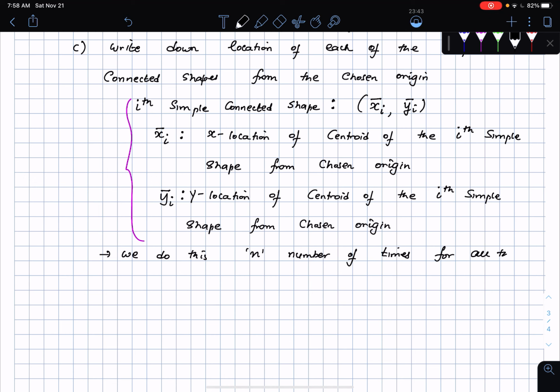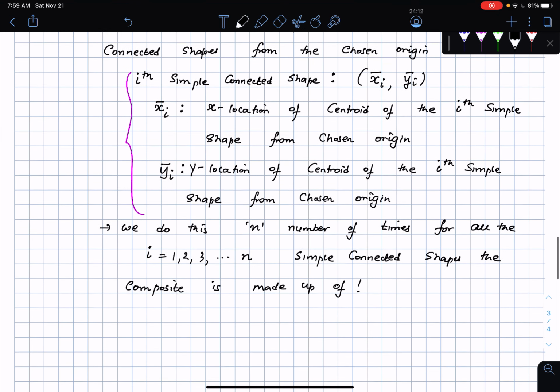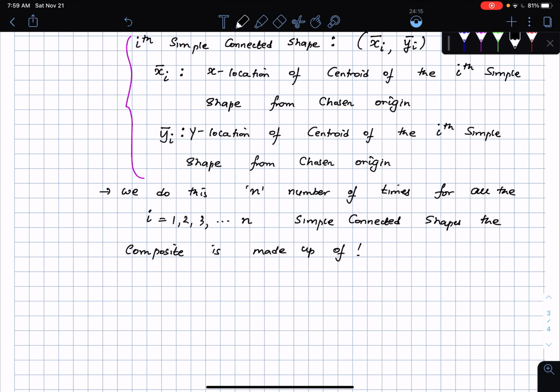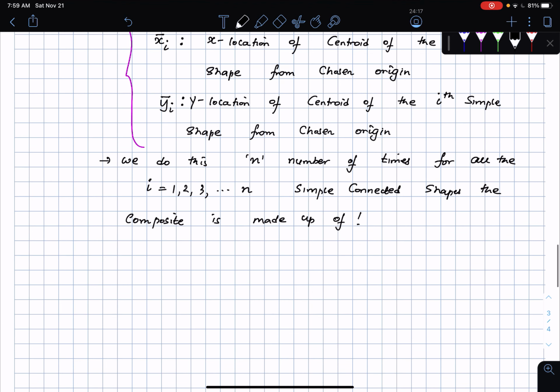For all the i equal to 1, 2, 3, ... n simple shapes that the composite shape is made up of, for all the simple connected shapes the composite is made up of. It's going to be a little easier than what I'm writing out here, so don't be taken aback by all these words that you're seeing on here.